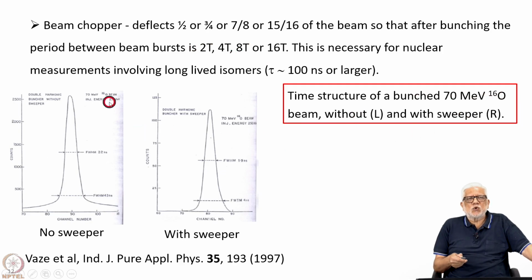There is also something called the beam chopper, which can take one bunch out of 2, or one bunch out of 4, 8 or 16 bunches, so that you can do measurements involving long-lived isomers, because as I said, the primary frequency is 9.375 megahertz, so roughly 107 nanoseconds between two beam bursts. But if you require a longer time in order to study delayed gamma rays and stuff like that, then of course you can throw out some of the bunches, and you can have a beam chopper which does that job. This is the paper from where these figures are taken.